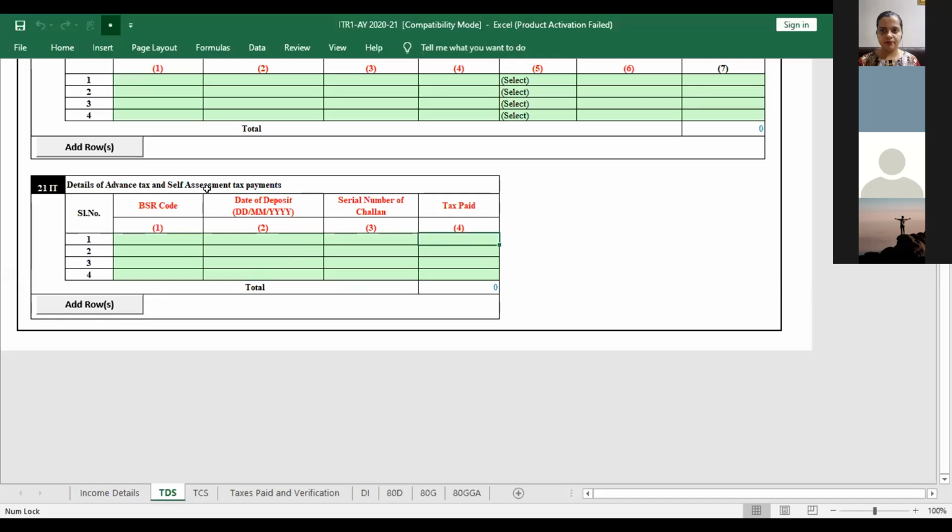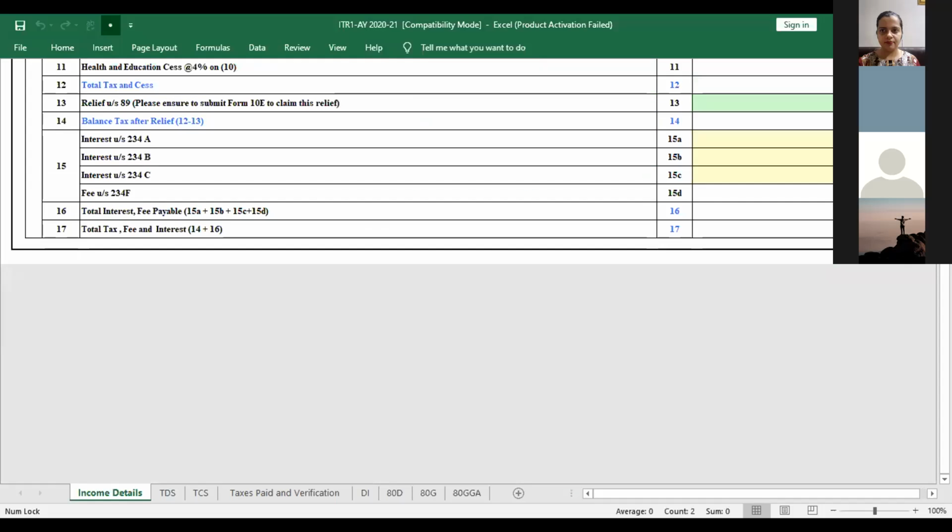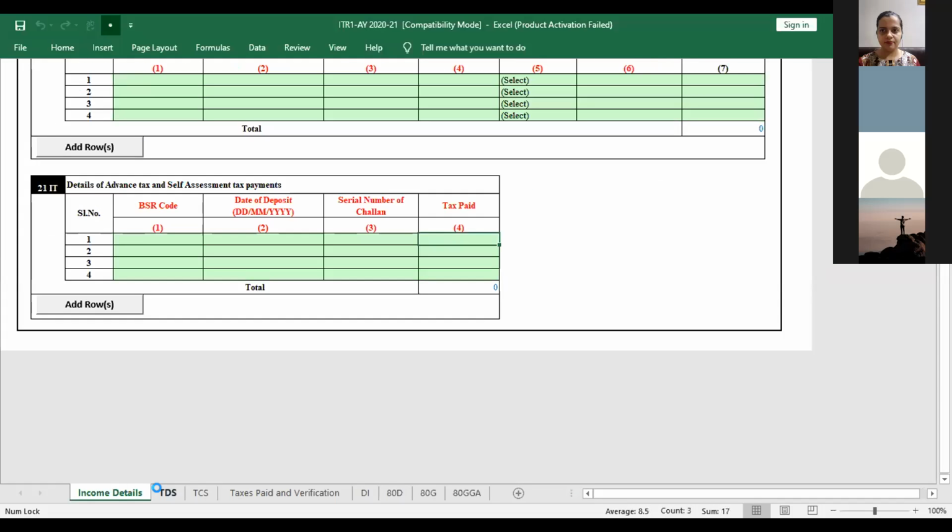Self-assessment tax is when you file your return and you understand that tax liability is yet pending, whatever amount is pending. Say you have understood from your statement of income that the tax payable, right at the bottom, is 5 lakh rupees. Your TDS, your advance tax, everything put together is only 4,80,000. So 20,000 you have yet to pay. That 20,000 you will pay yourself before filing your return. That will be called self-assessment tax. For the self-assessment tax also, you will write this.